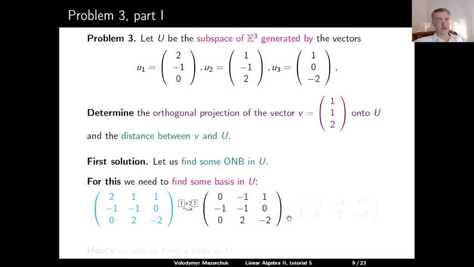So rows 2 and 3 remain the same, and row 1 becomes 2 minus 2 is 0, 1 minus 2 is minus 1, 1 minus 0 is 1. And now we see that row 1 and row 3 are linearly dependent, so we can just delete row 1. We get the matrix (minus 1, minus 1, 0) and (0, 2, minus 2). Here we have two leading elements, and these elements are in the first and the second column, which means that the vectors u1 and u2 form a basis in U.